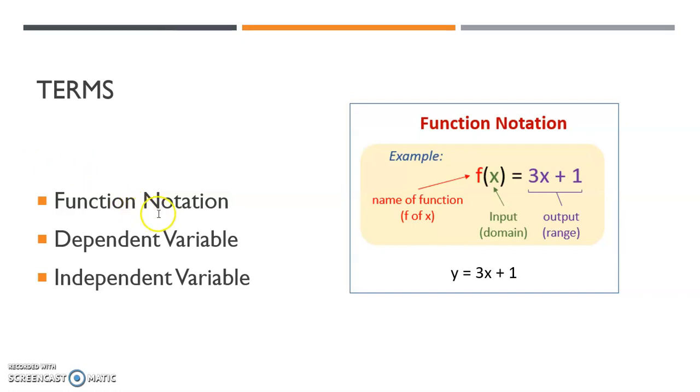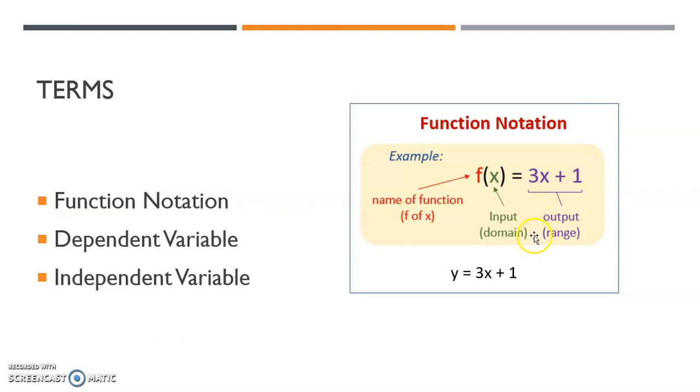So function notation is another way of actually writing a function. We're used to seeing y equals 3x plus 1, but what we're going to do is replace the y with f of x, and that is function notation. So it does represent the y, the output variable, but it gives you an idea of what was input along with what it actually equals.